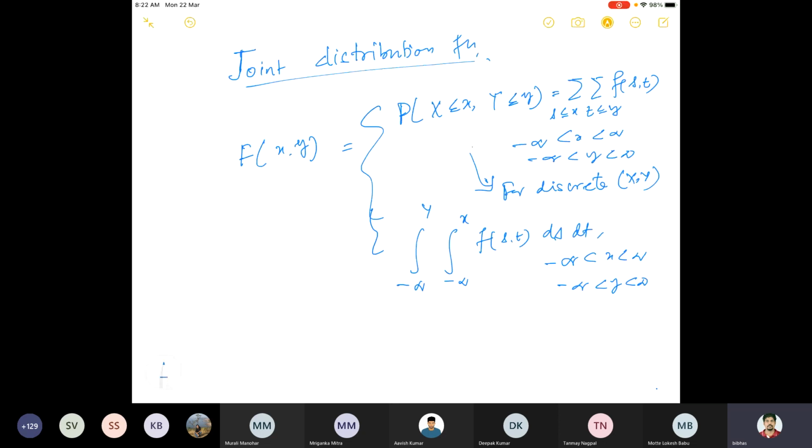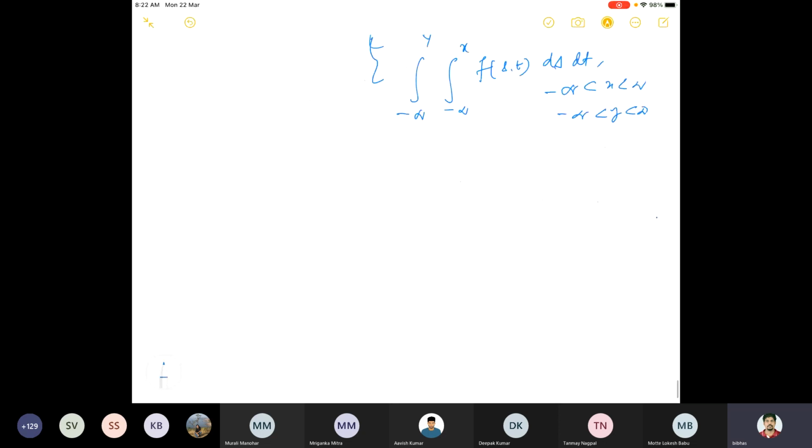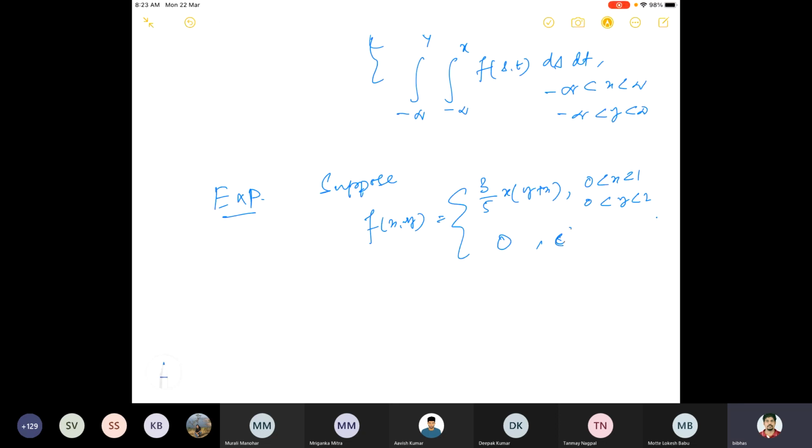Okay, so let us see an example. Suppose f of xy is given to you, equal to 3/5 times (xy plus x), where 0 less than x less than 1, 0 less than y less than 2, and 0 otherwise.